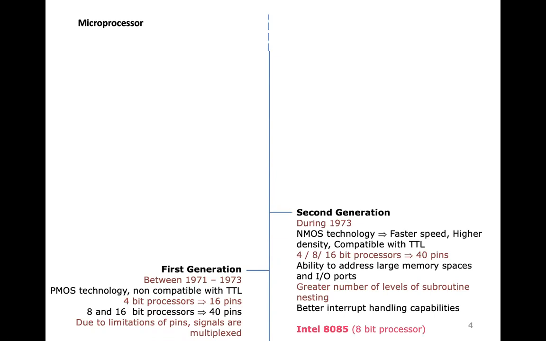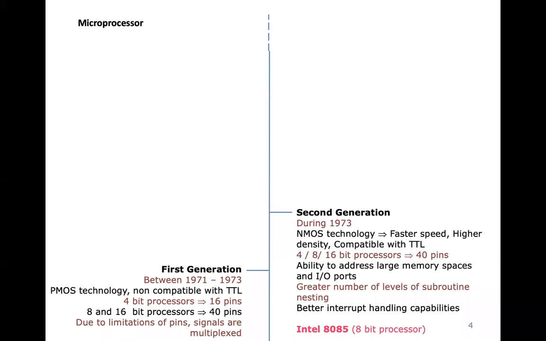And this is the second generation, during 1973. This is NMOS technology, and NMOS means N-type MOSFET. The first generation developed P-type MOSFET, then the second generation developed N-type MOSFET. It has faster speed, higher density, and is compatible with TTL logic, transistor logic.